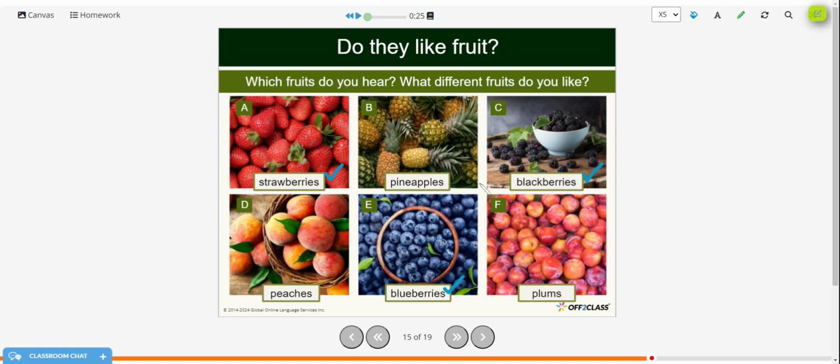Okay, so strawberries, blackberries, and blueberries were the only fruits that they mentioned specifically. Pineapple is a tropical fruit, but they didn't mention the pineapple specifically by name. So, what different fruits do you like or not like? So, for me, I would say I don't like strawberries. I like pineapples. I don't like blackberries. I like peaches. I like blueberries. I don't like plums. So now you can say which fruits you like or don't like.